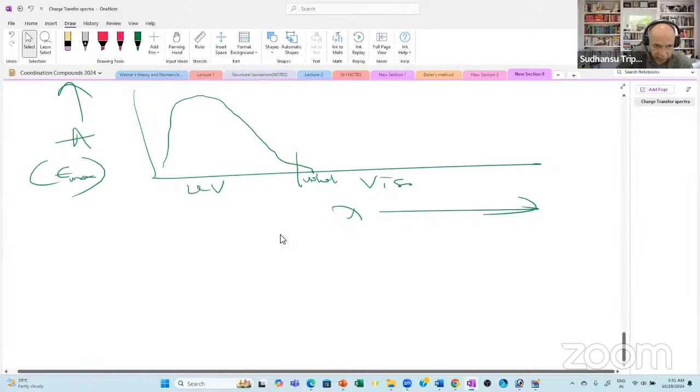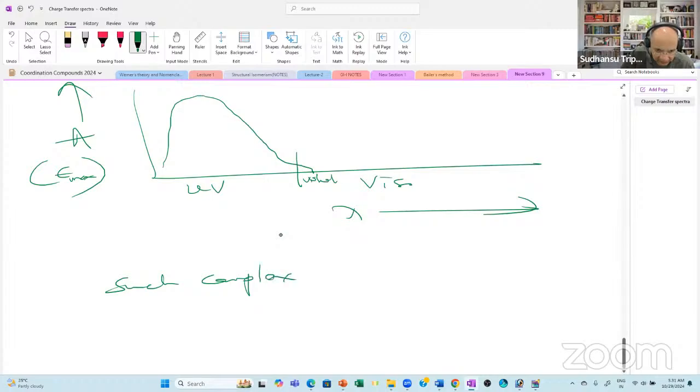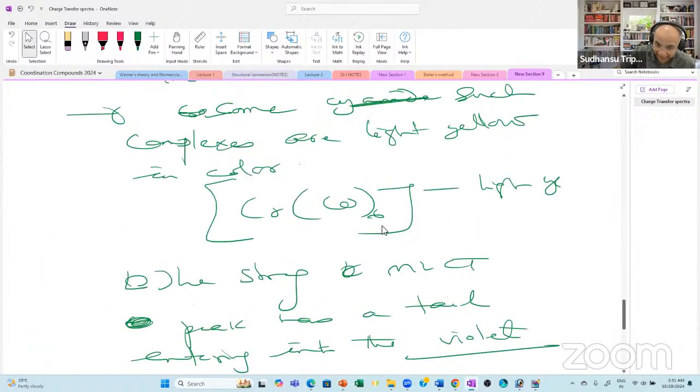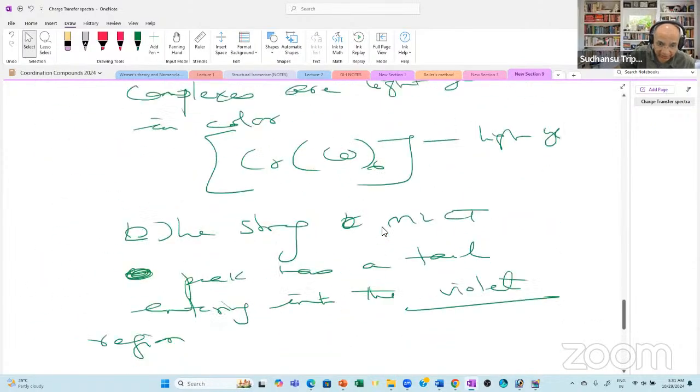So, such complexes show both MLCT and LMCT. If it is not d10, if it is d10, it can't accept MLCT. So it's very difficult to say which one, because both LMCT and MLCT are possible for such pi acceptor ligands. So that is all.